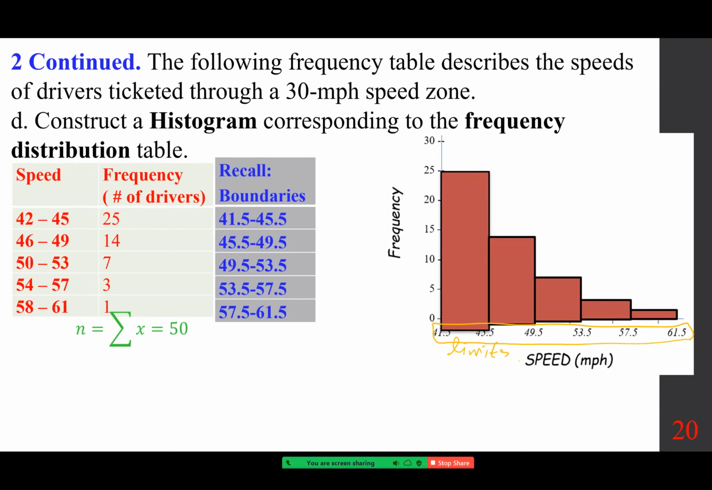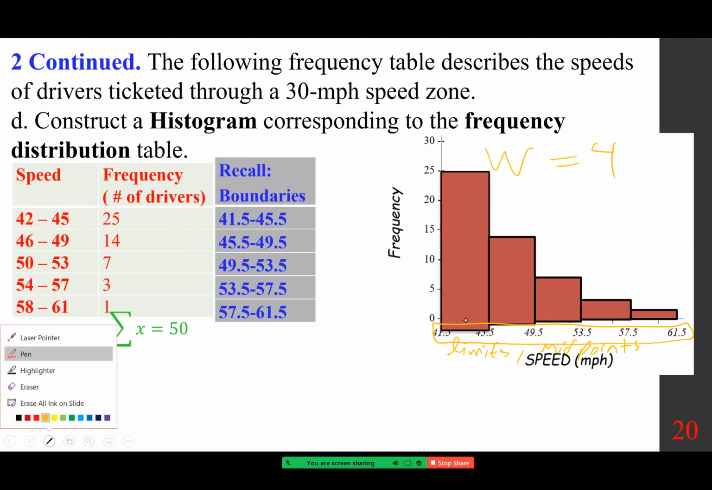You could also use midpoints. Now, if you use boundaries, the way it is right now, if you subtract those boundaries, that gives you the width, okay? That gives you the width. So for example, 45.5 minus 41.5, we already know the width was 4. Let me just write that. So we know the width is 4.